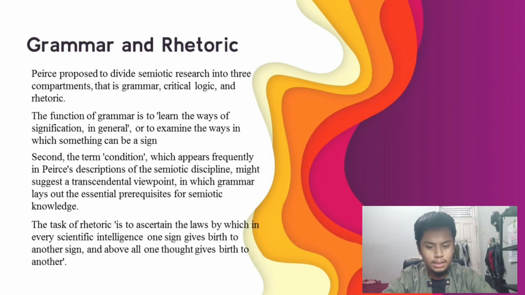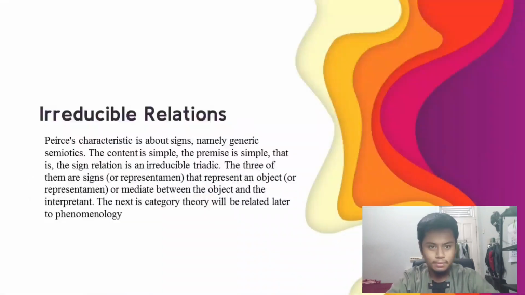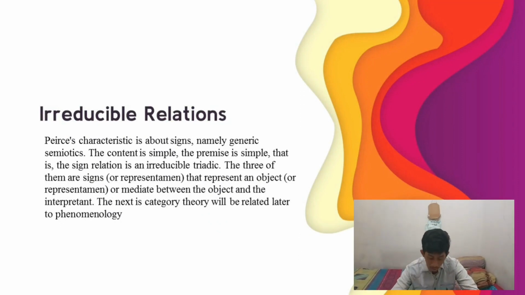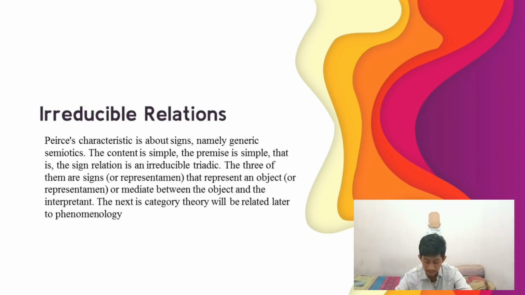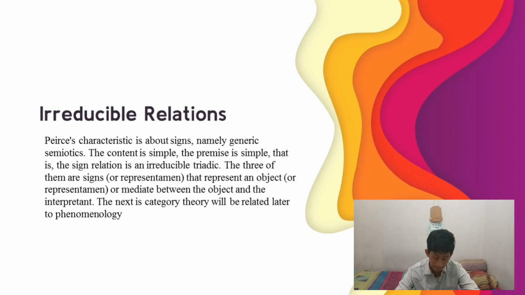The task of rhetoric is to ascertain the laws by which in every scientific intelligence one sign gives birth to another sign, and above all one thought gives birth to another. Irreducible relations. Peirce's characteristic is about science, namely generic semiotics. The premise is simple: the sign relation is an irreducible triad. The three of them are signs or representation that represent an object, or representation mediates between the object and the interpretant. The next is category theory, which will be related later to phenomenology.